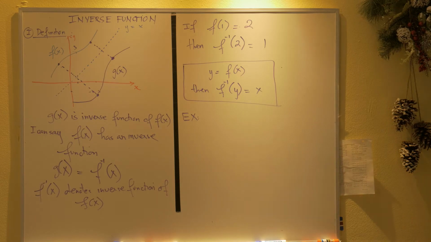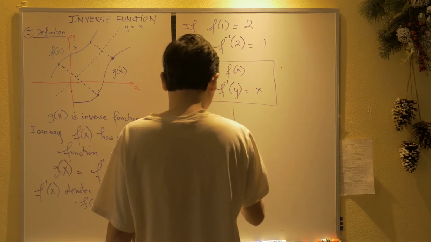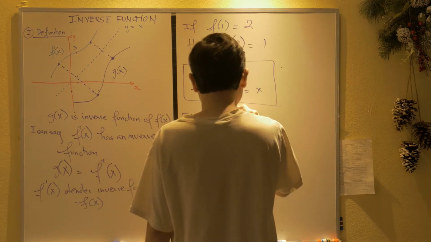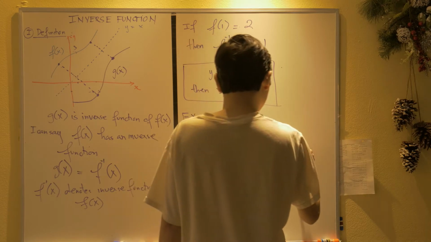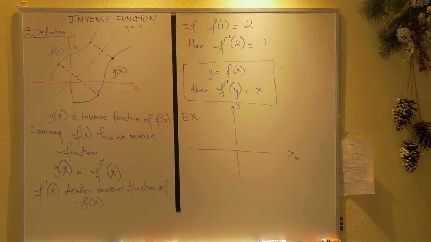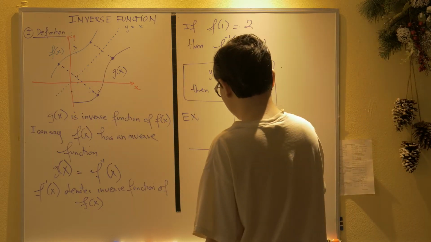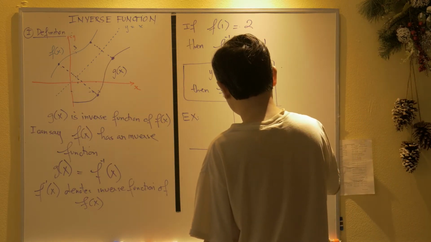Okay, I can do something like this. I have the graph like this. Okay, and I have a linear line. It's a line. So I have the line y equal x at 45 degrees.